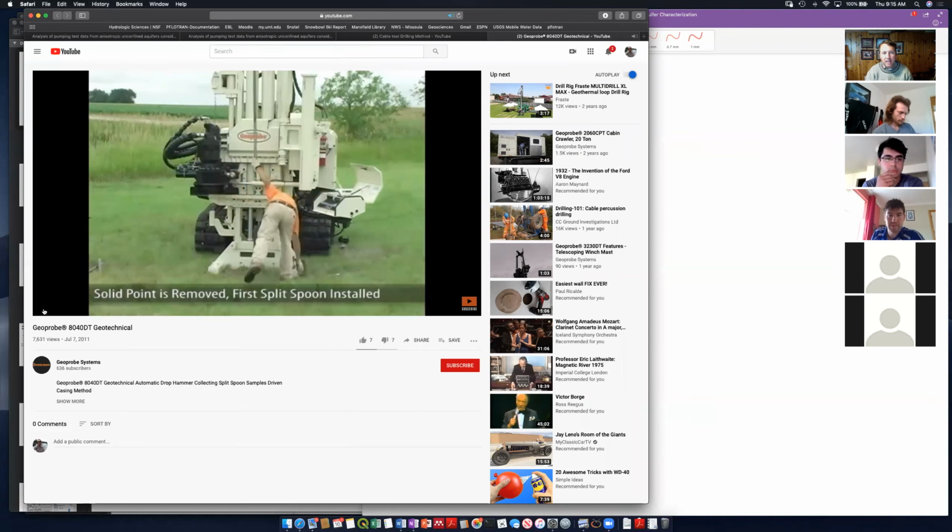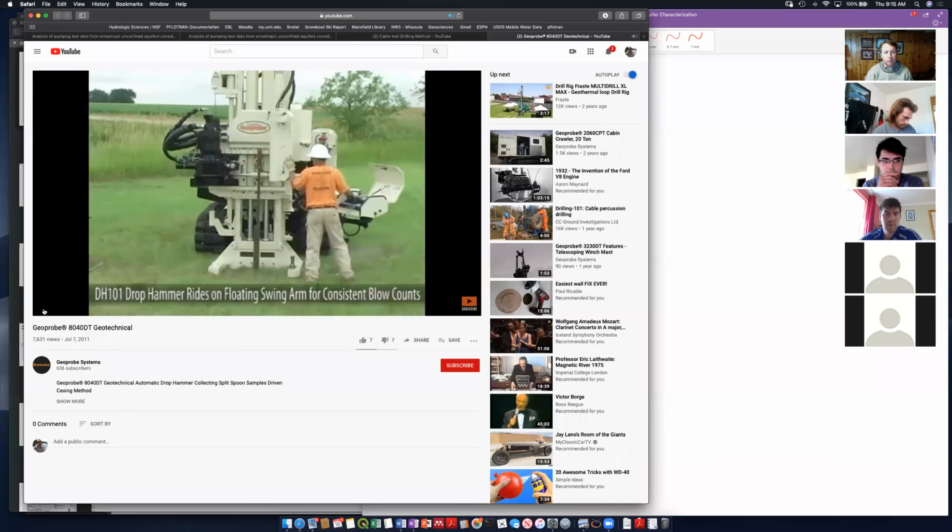So he's pulled out that inner triangle. Now he's going to put this core tube on there. Now he's going to drive the core tube.